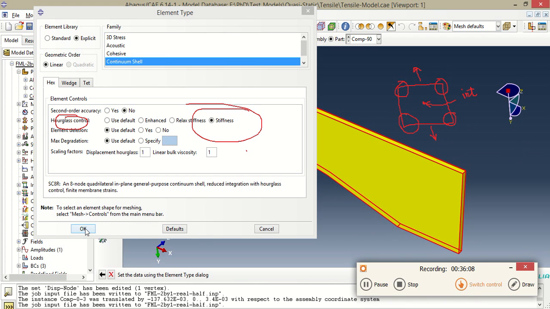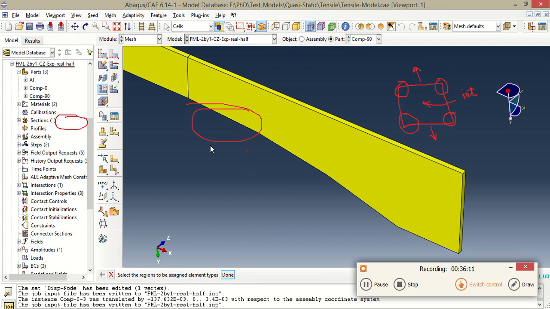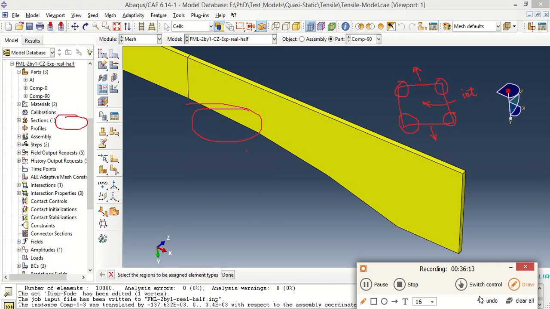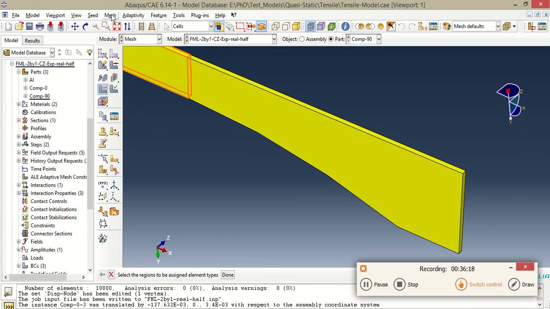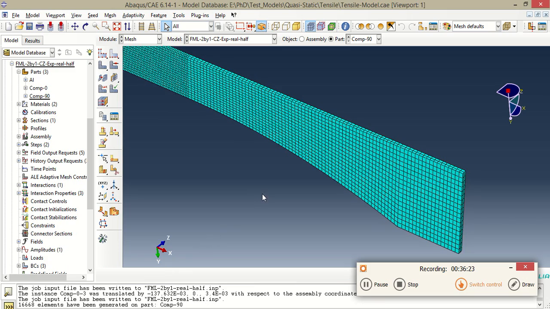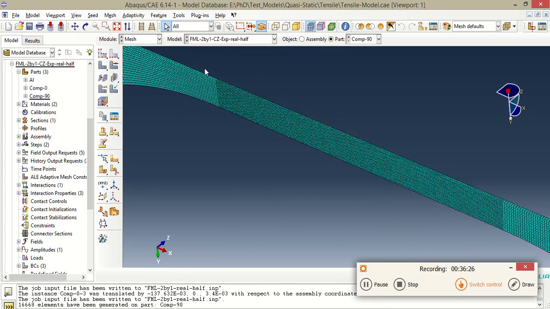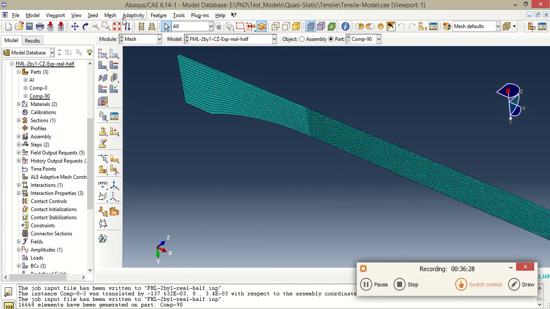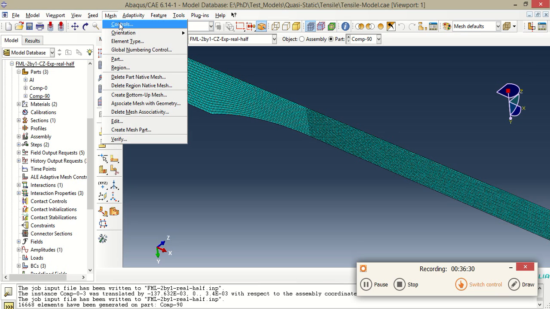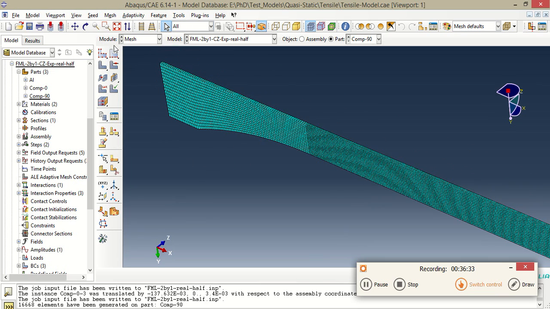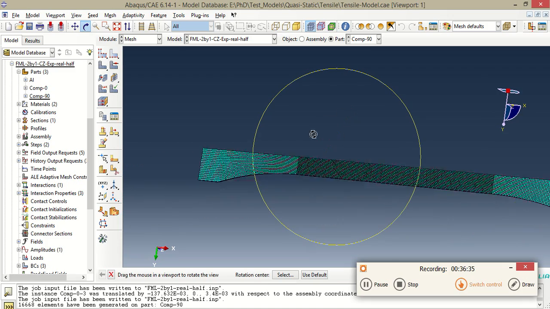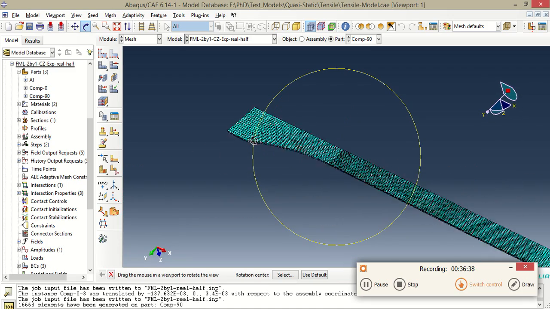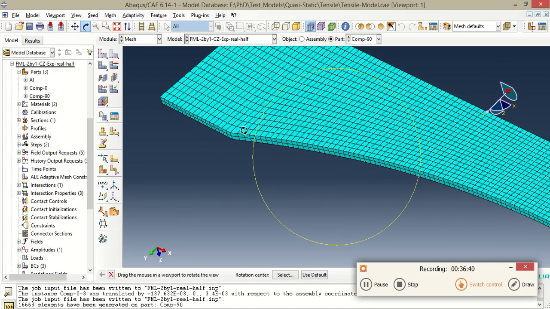Okay, then just remove this. I'll clear all. In this way you can do that and just generate the mesh for the part. So your mesh is created. If you do not use the sweep technique, then the elements in this region will deform and will not show proper meshing. That is the reason I have chosen this.